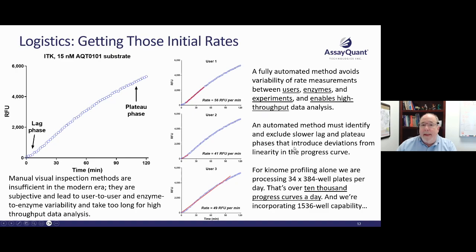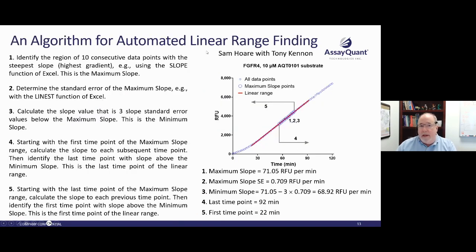We need something automated. And so we actually came up, and by we, a very talented associate, Sam Huare, with a summer intern, Tony Keenan's help, we came up with an algorithm that allows us to, in an automatic fashion, find and report the linear range. It is actually a lot easier than it looks here. I'm just going to walk through it very quickly. Basically, the first thing you do is you track up the line, and you say, I'm looking for 10 consecutive data points up this line, and I want to find the maximum slope. That doesn't take long. Just track up, find the maximum slope for those 10 points, and you say, okay, there it is.